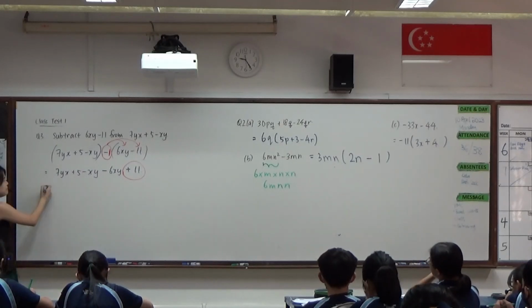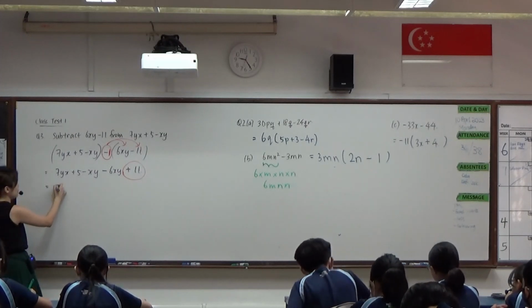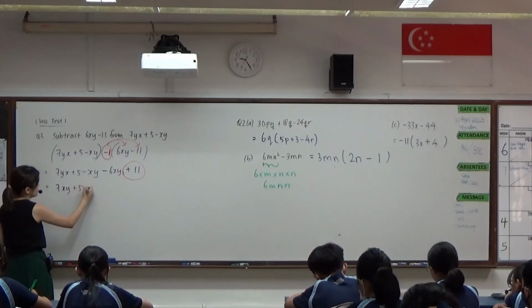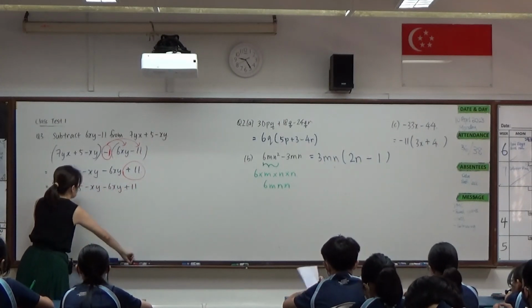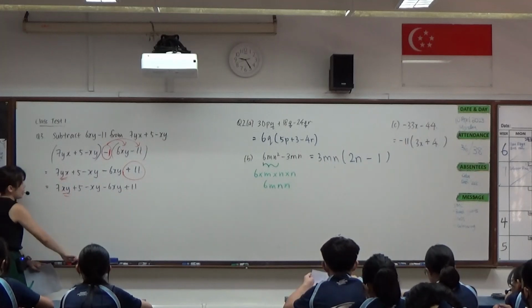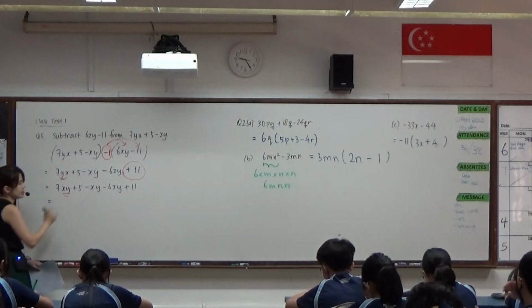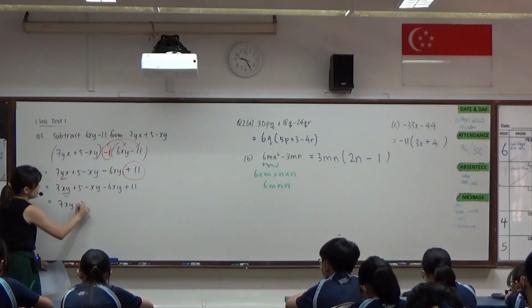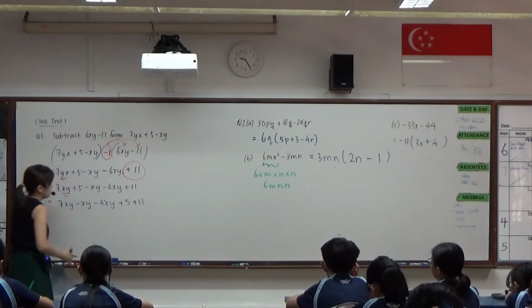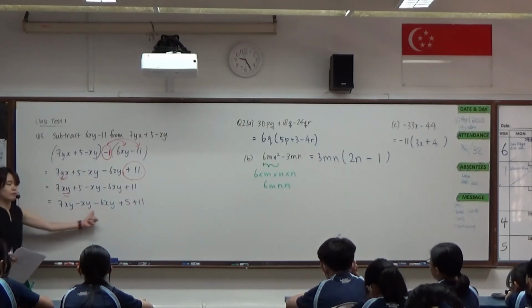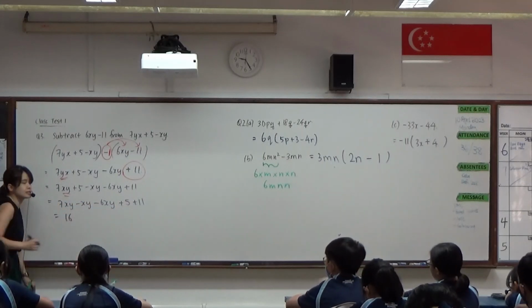Then we simplify. I want us to realize that yx and xy are the same thing. Some of you don't realize that. Okay? And then we simplify. 7 minus away 1 minus away 6 will give us nothing. Okay? So all these minus away we get 0. 5 plus 11 is 16. Therefore, my answer is just 16. Okay?